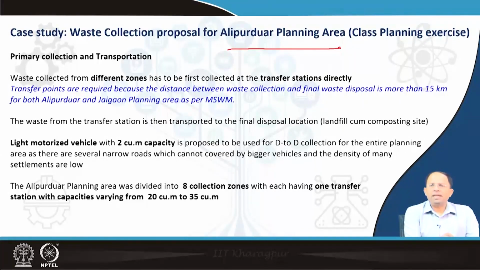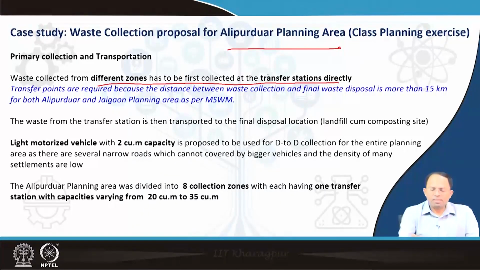First, they have divided the entire area into different zones. I will show that. And waste collected from different zones has to be first collected and brought to transfer stations. We could have called them storage points, secondary storage points, but we are calling them transfer stations because the waste is collected by LCVs, and then we are using larger vehicles to transport the waste to the final disposal sites.